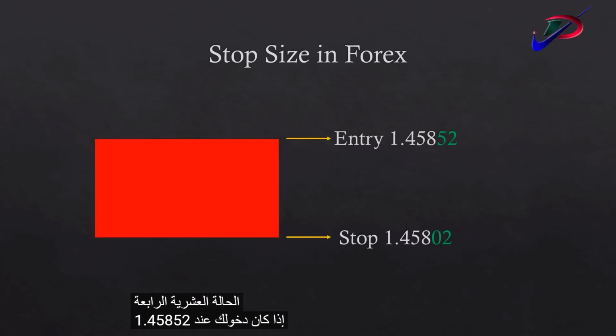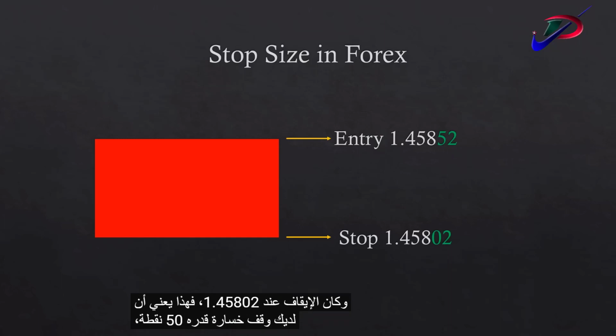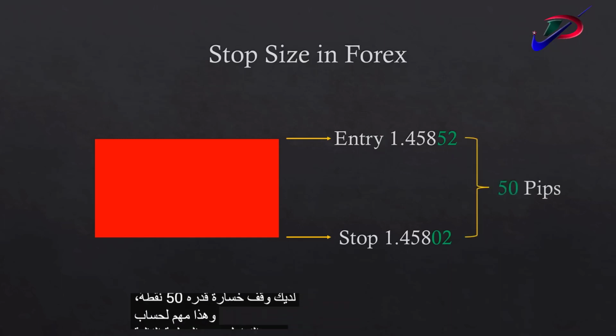If your entry is at 1.45852 and the stop is at 1.45802, then you have a 50 pip stop loss. This is important for the calculation of the trade size, which is the next parameter.